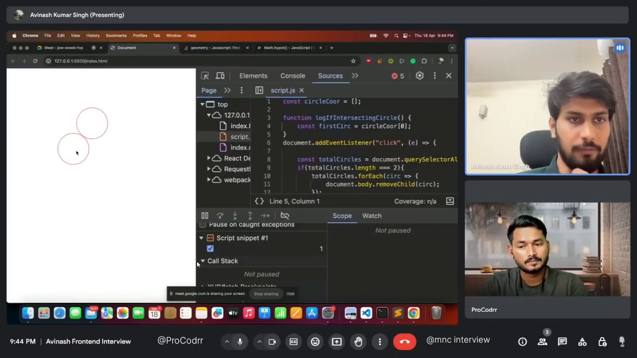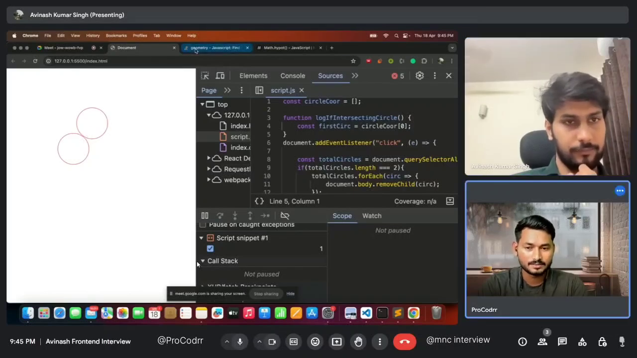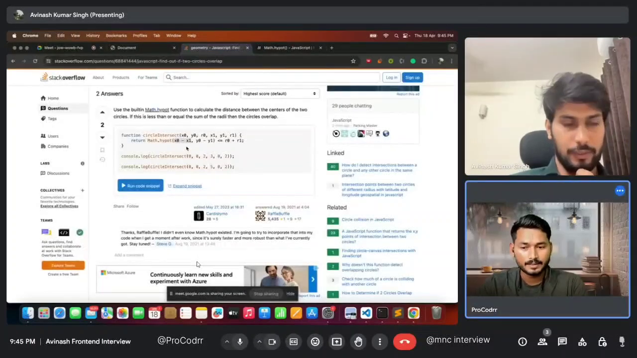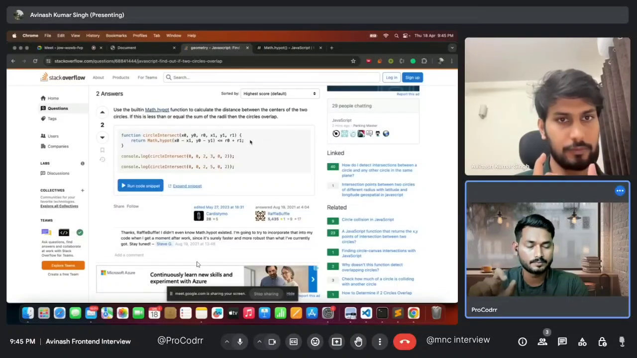When we calculate, it is a right angle triangle, right? When we calculate the hypotenuse, this would be the distance. And then again, we came back to that same problem, the sum of the radius and the distance between those centers. Exactly. So basically, this Math.hypot, we are doing x0 minus x1 and y0 minus y1. It is calculating the distance between two coordinates.